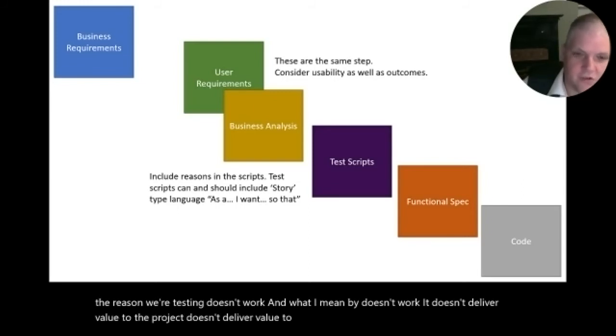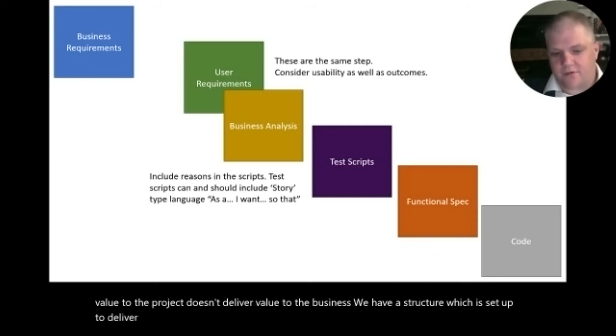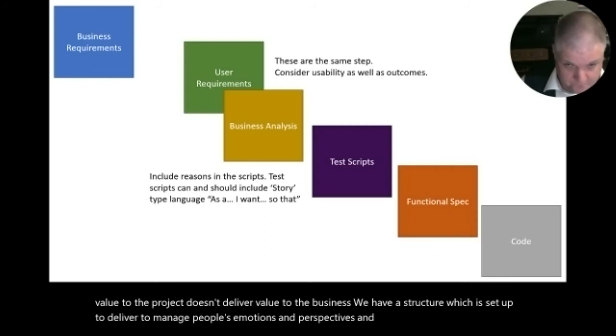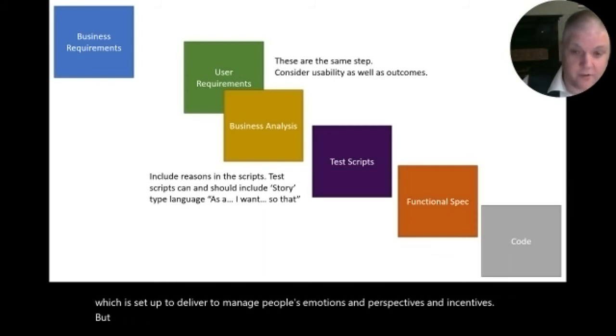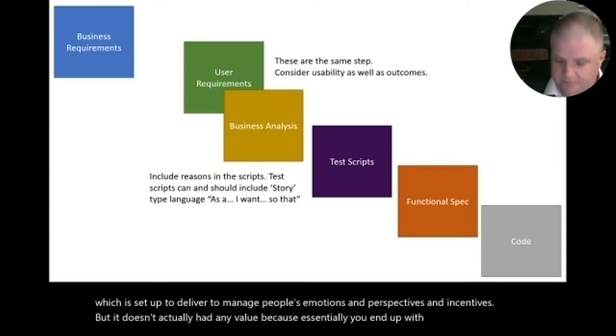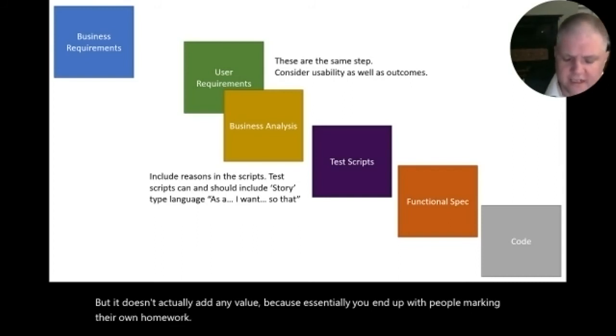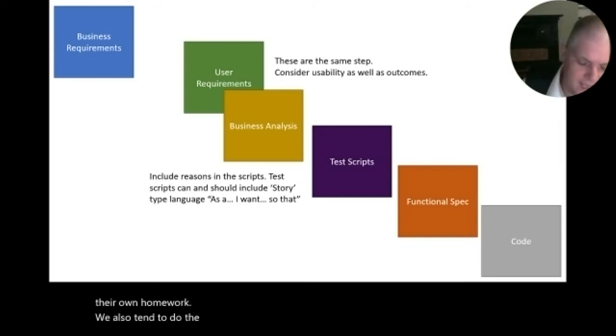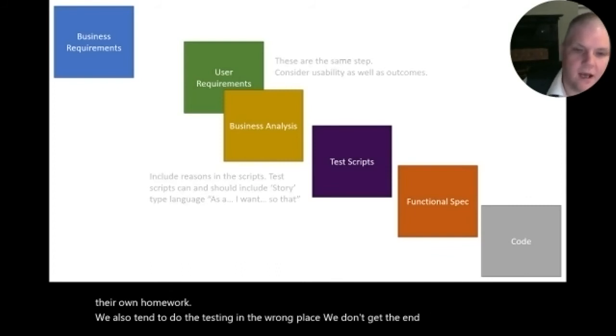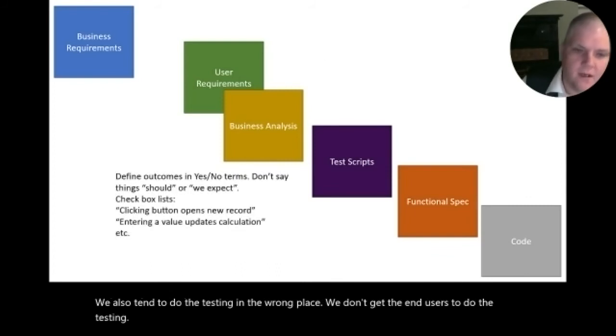We have a structure which is set up to manage people's emotions and perspectives and incentives, but it doesn't actually add any value, because essentially you end up with people marking their own homework. We also tend to do the testing in the wrong place. We don't get the end users to do the testing. I've seen this so many times.